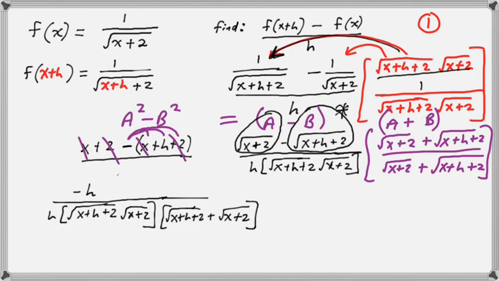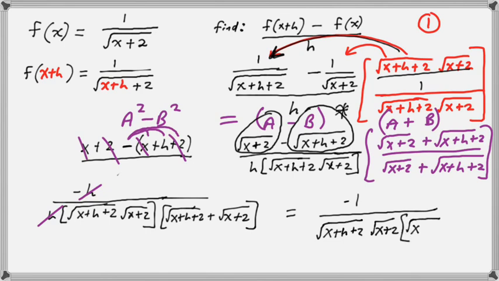Now what happens with these h's? Can they cancel? And that's going to leave me my final answer. Negative 1 over this times this, and then all of that's multiplied by the x plus h plus 2 with a plus now.